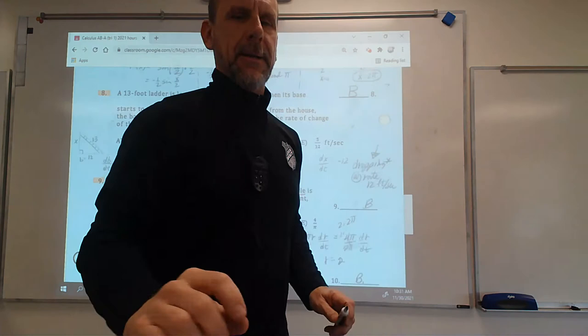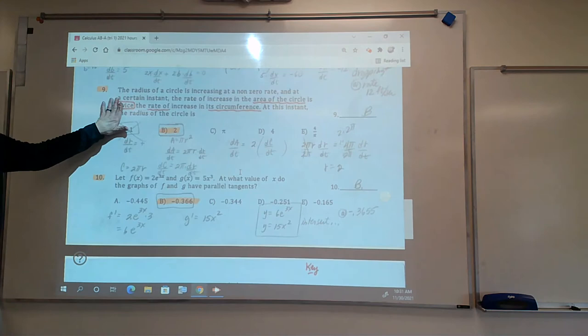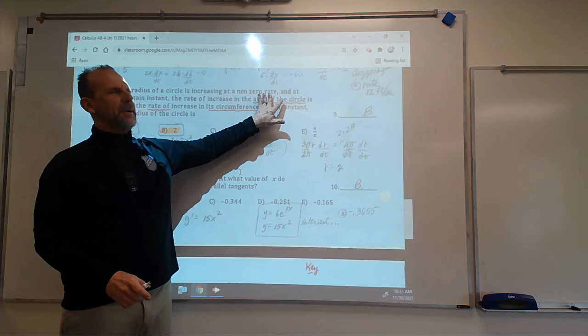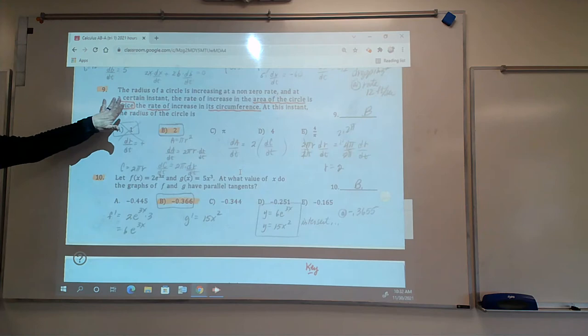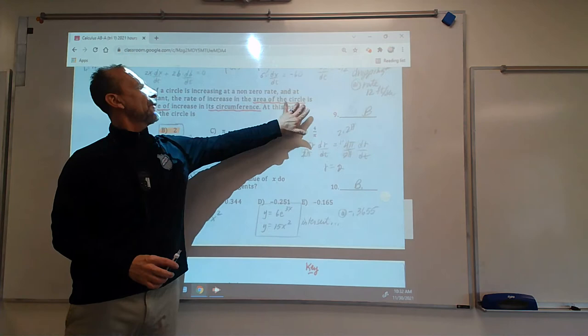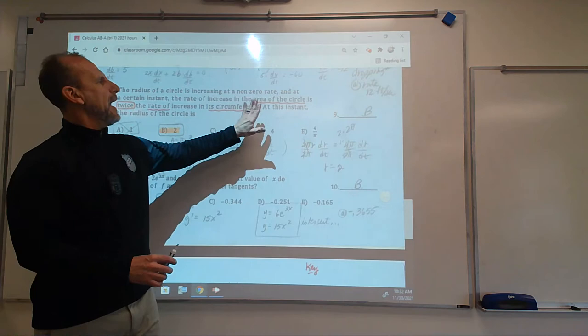Okay, another related rate. It says the radius of a circle is increasing at a non-zero rate, so it's getting bigger. And at a certain instant in time, the rate of increase of the area of the circle is twice the rate of increase of the circumference. At this instant, the radius of the circle is.